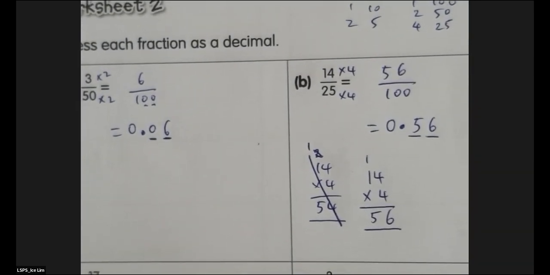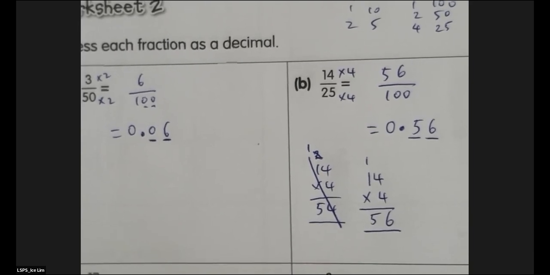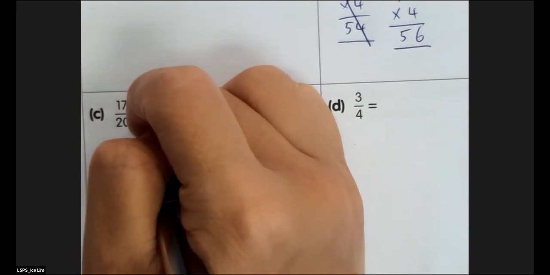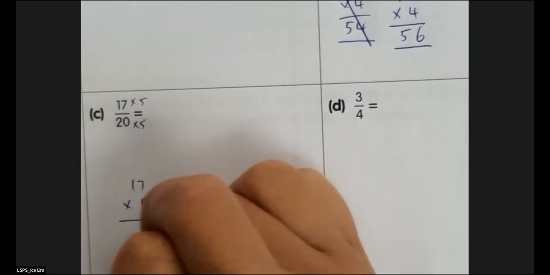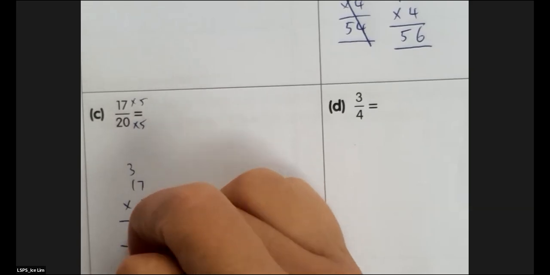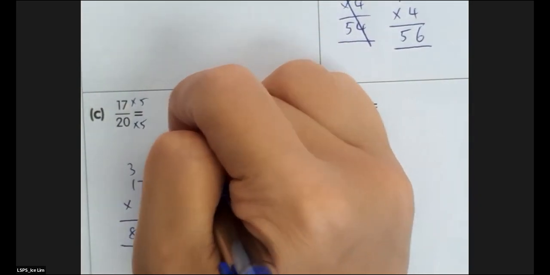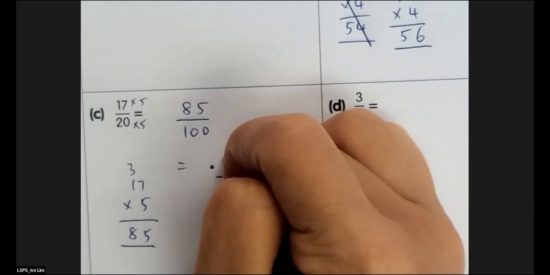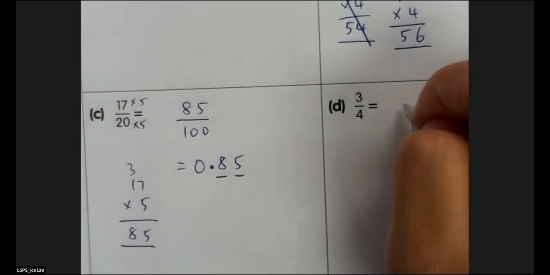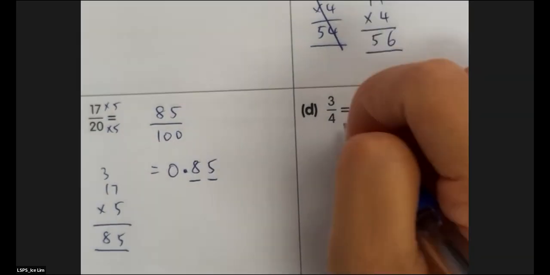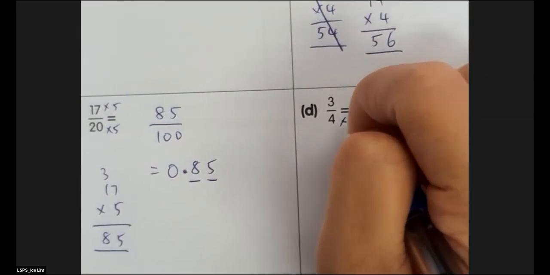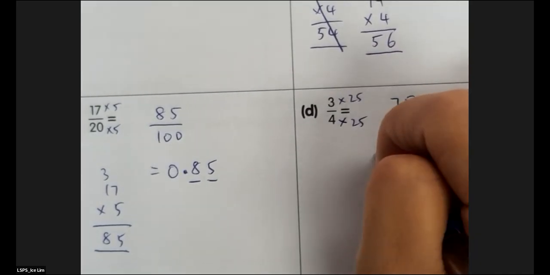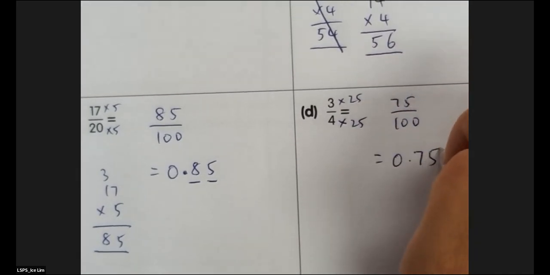All good so far? Okay, moving on. So I have times 5, 17 times 5. So I have 85 out of 100. So after the decimal point, 2 spaces. Don't forget the 0 in front, 0.85. So this one times 25 is 75 out of 100. So it will be 0.75.